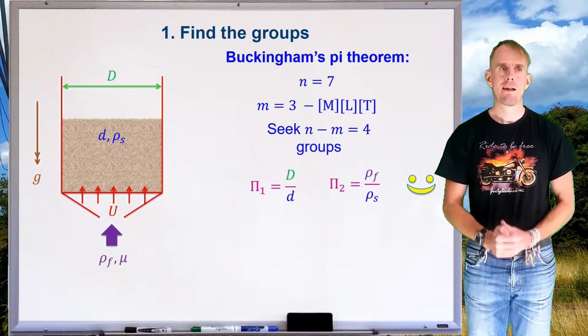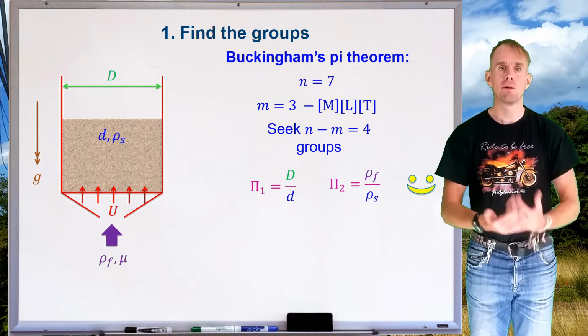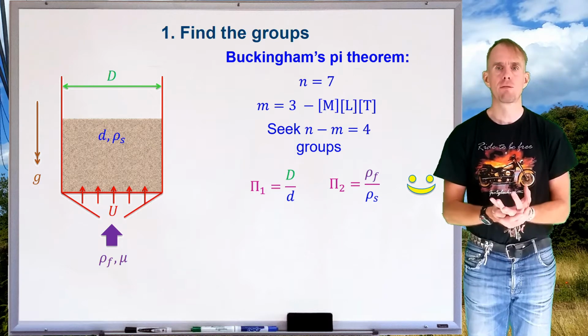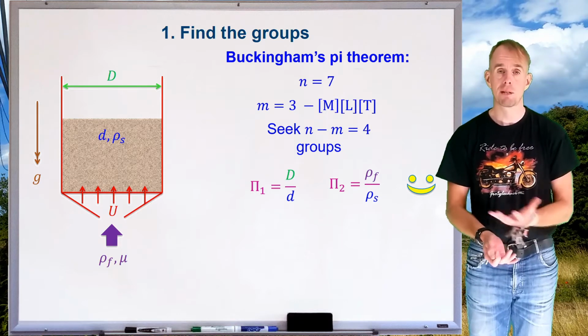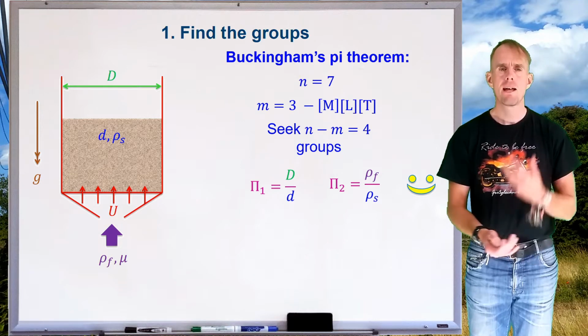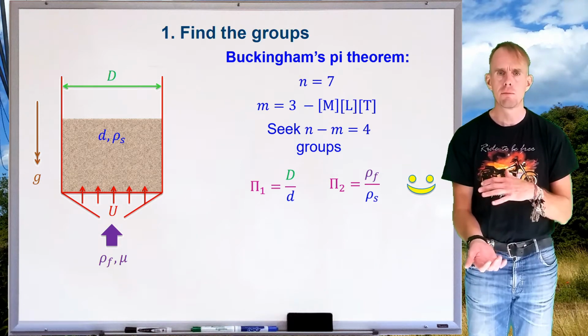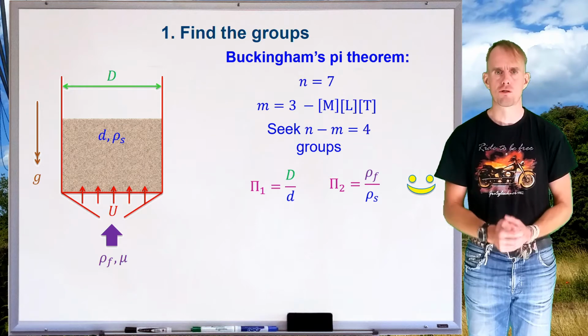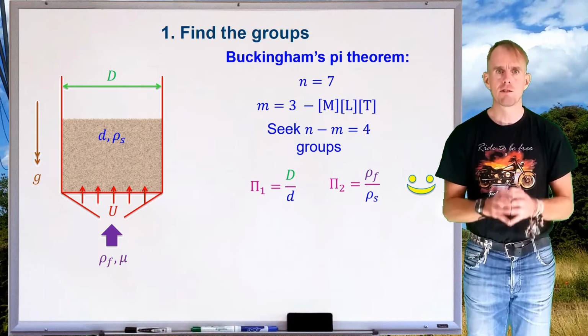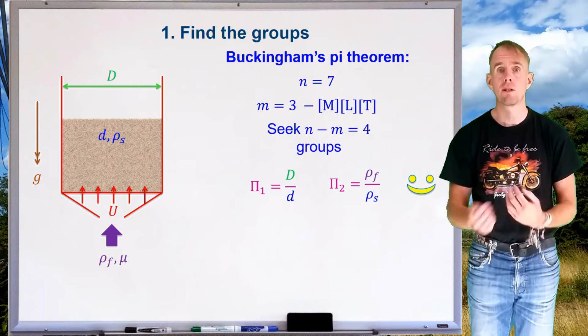Now, let's think about the physics of the problem. We have a fluid flow. We have a gas flowing through a packed bed, which will become a fluidised bed. There is going to be an interplay between viscous stress and inertial stress. So we expect the Reynolds number to be important. Is the flow turbulent or is the flow laminar?